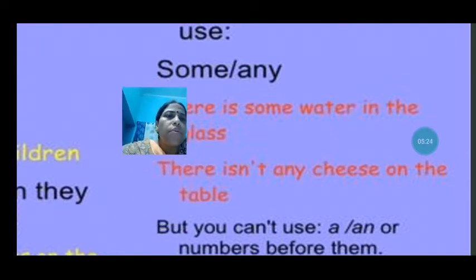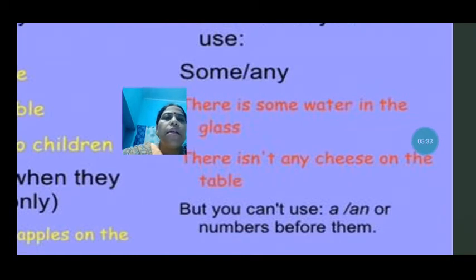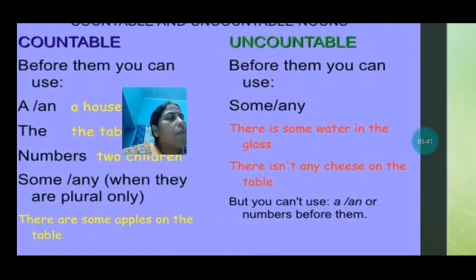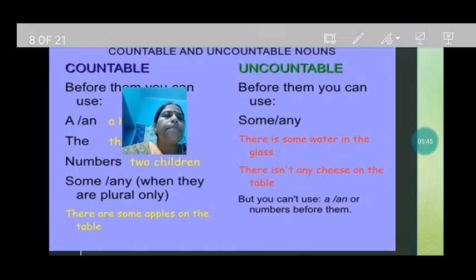But you can't use a or an or numbers before them. We can't use a or an, because a or an, you know, means one. And numbers can be used only when you are able to count. But uncountable nouns we can't count, so we don't use numbers with them.